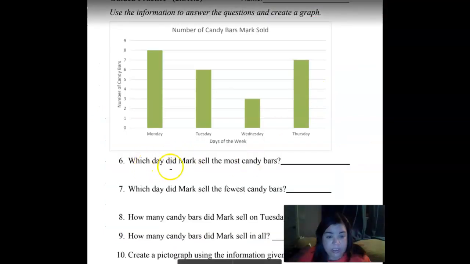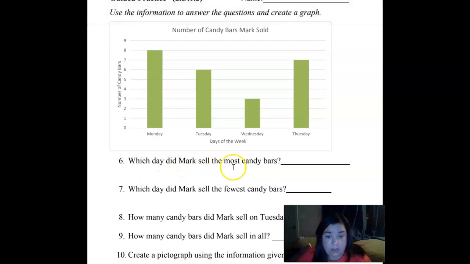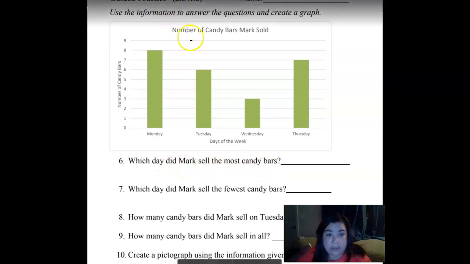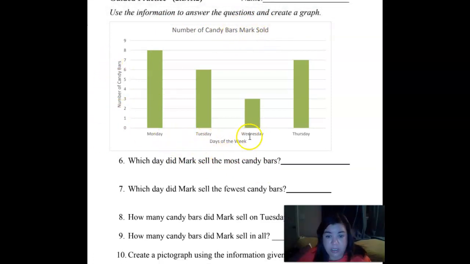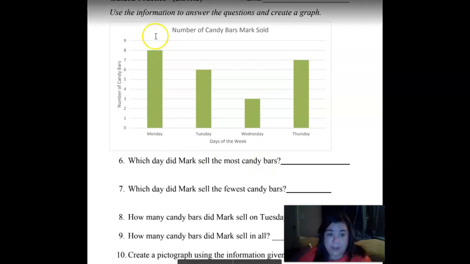Another one. Which day did Mark sell the most candy bars? So this says number of candy bars Mark sold, number of candy bars, days of the week. So we have Monday, Tuesday, Wednesday, Thursday. Which day did Mark sell the most candy bars? Which one was it? Yeah, Monday. He sold 8 on Monday.